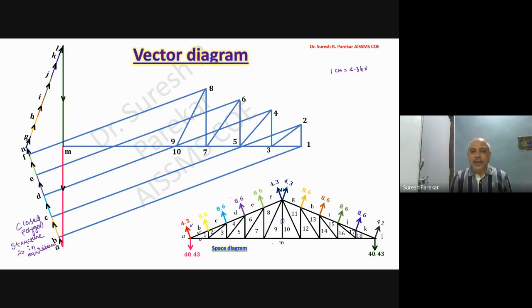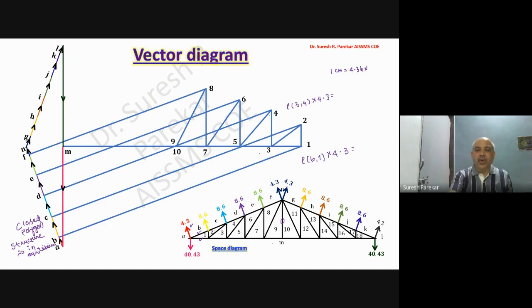Now, if I want to find out the force in member B1, I will measure the length B1 into 4.3. This will give me the force in member B1. Then if I have to find 3-4, I will measure the vertical length 3-4, and length 3-4 into 4.3 gives me the force in member 3-4. So likewise we have to get the magnitude by using this diagram.